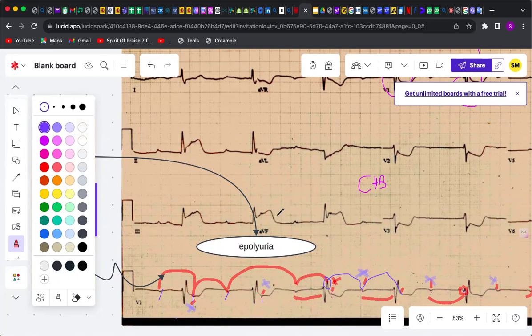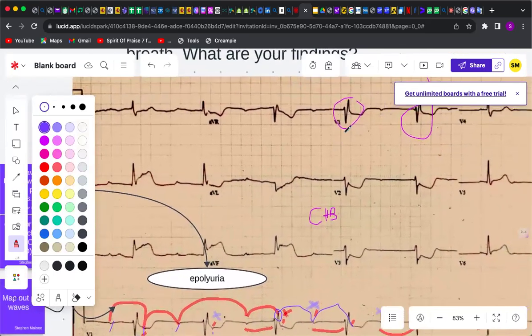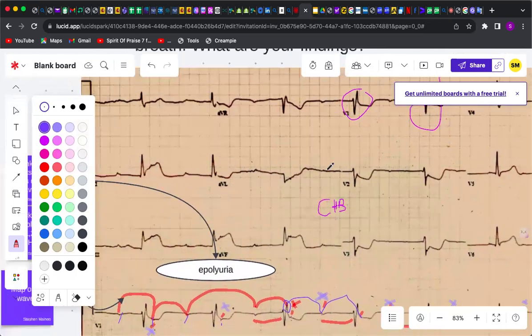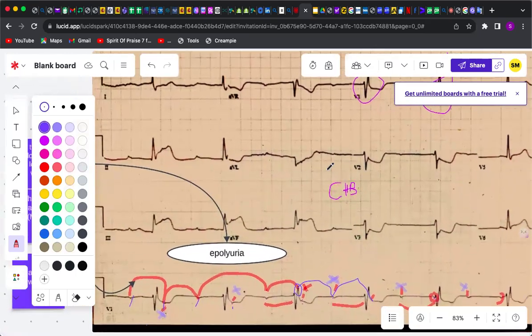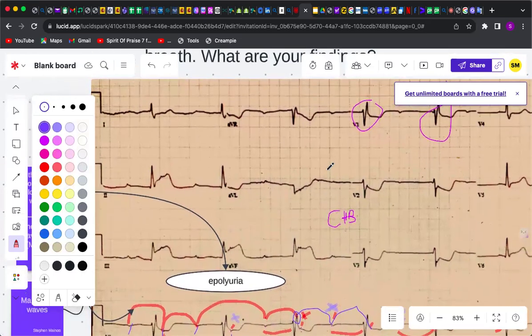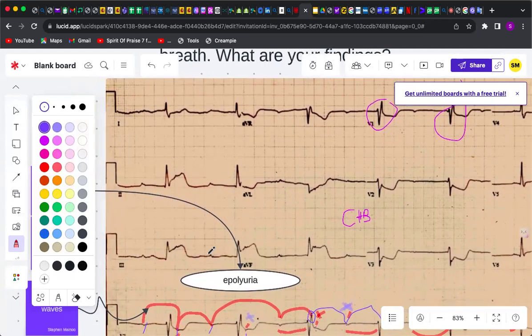Okay, Mobitz 2, the conduction ratios could vary 2:1, 3:1, or 4:1. And we have the QRS complexes being wide because the block is caused by what? A bundle branch block, a right bundle branch or left bundle branch, right? In this case, like we are seeing, normal, upright, and uniform P waves, and then you have more P waves than QRS complexes.